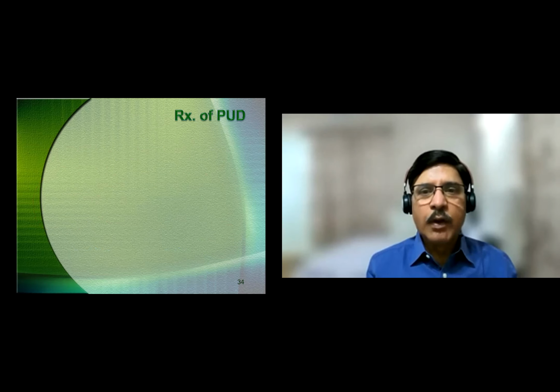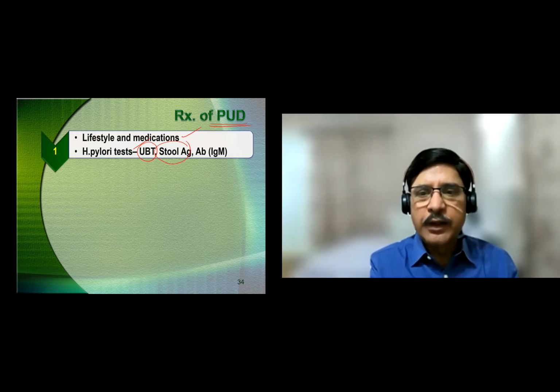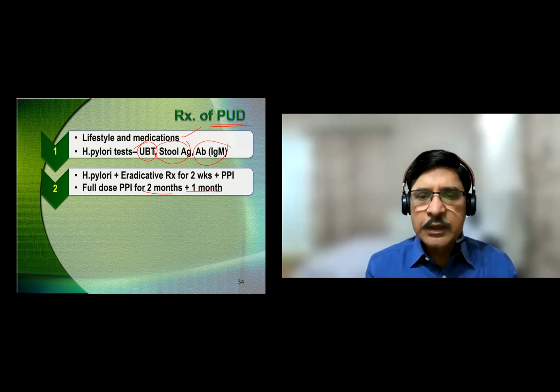Now, ulcer disease. How do I treat? Lifestyle, very important. Test for H. pylori because the majority of the people with ulcer disease are H. pylori positive: urea breath test, stool antigen, or an IgM antibody. Then H. pylori eradication treatment for 2 weeks, followed by full dose PPI for 2 months, then 1 more month. First you give full dose for 2 months; if symptoms are not regressing, 1 more month. So this is around 2 weeks, and this is again 3 months, total 3.5 months.